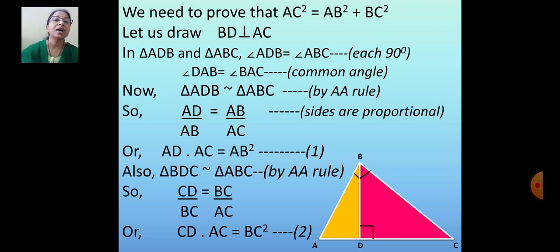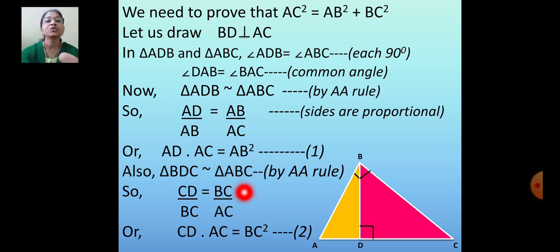Similarly, now you take the other side triangle, which is shown by pink color. So triangle BDC and the bigger triangle ABC. They are also similar by the angle rule. How? See, angle BDC is equal to angle ABC. Why? Both are 90 degrees, and angle C is common in both the triangles. Therefore, triangle BDC is similar to triangle ABC by the AA rule.